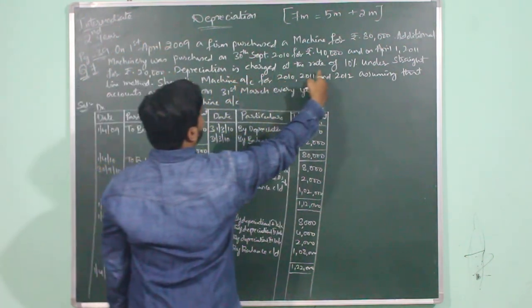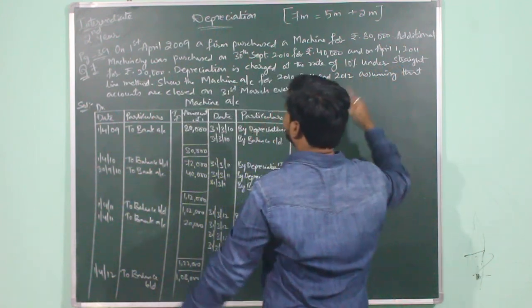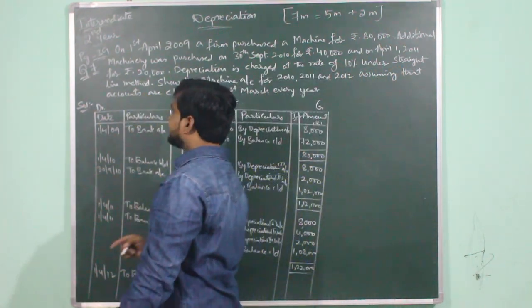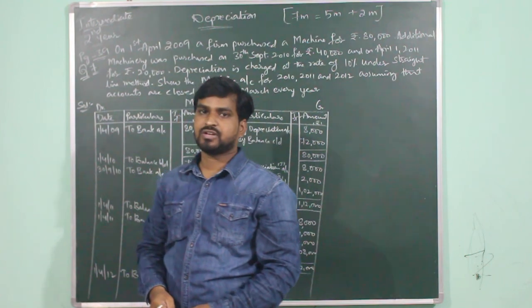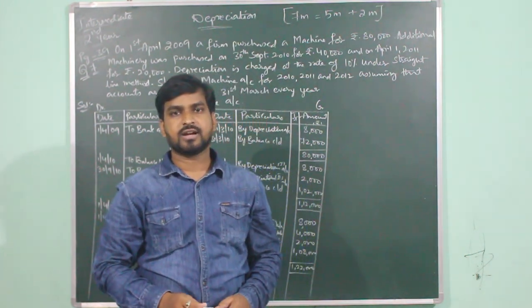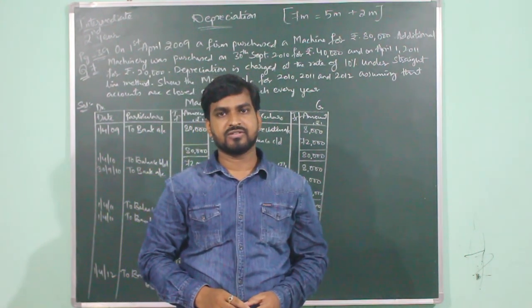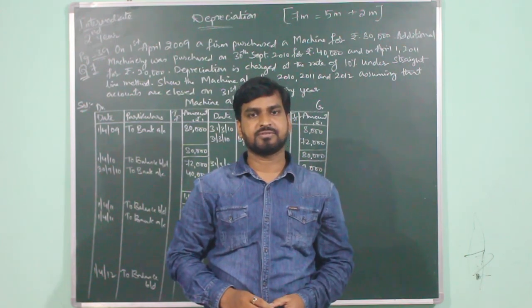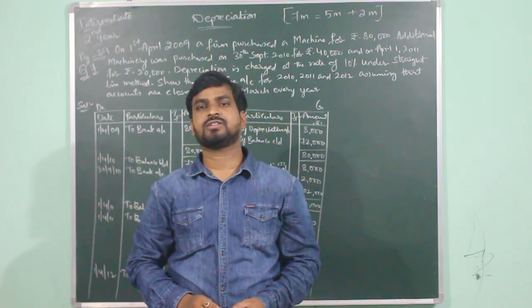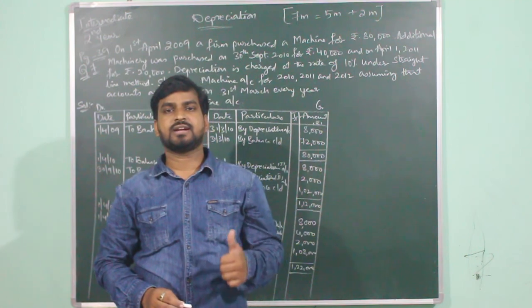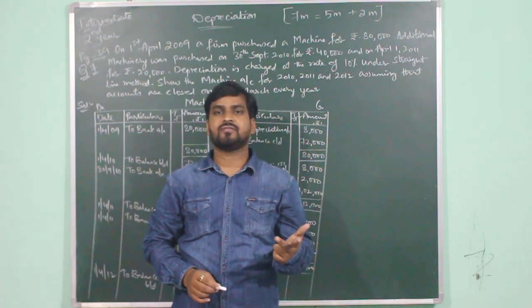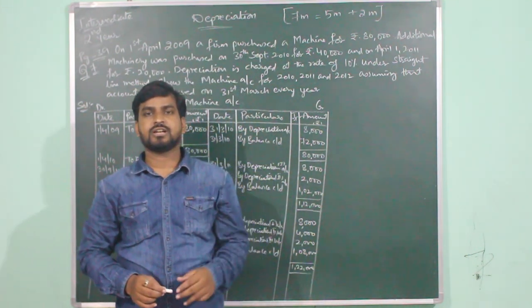Depreciation is charged at the rate of 10% under straight line method. So what do you mean by straight line method? Whatever is the annual amount of depreciation calculated for one full year at the beginning of the year, the same amount of depreciation will be taken for second and subsequent years. What are the different names for straight line method? The different names are straight line method, equal installment method, fixed installment method and original cost method.